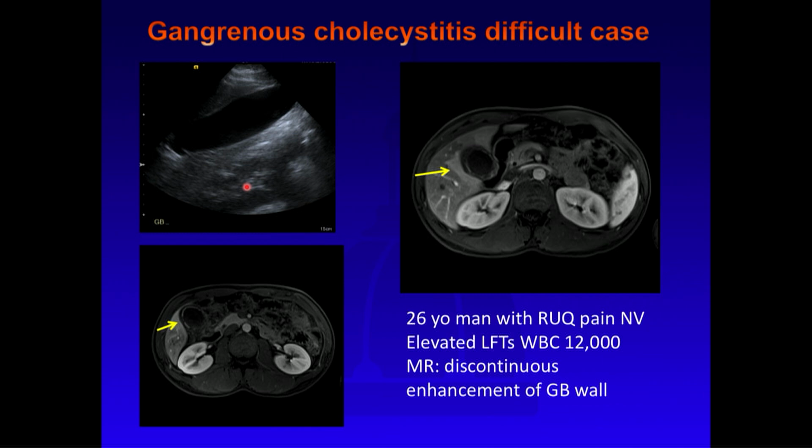And the patient was not doing well, had a very high white count. And the patient ended up having an MR. And on MR, you can see that there is interruption of the enhancement of the gallbladder wall here. In addition, there is also hyperenhancement of the liver parenchyma around the gallbladder, which is a sign of inflammation. So all these findings are consistent with gangrenous cholecystitis.